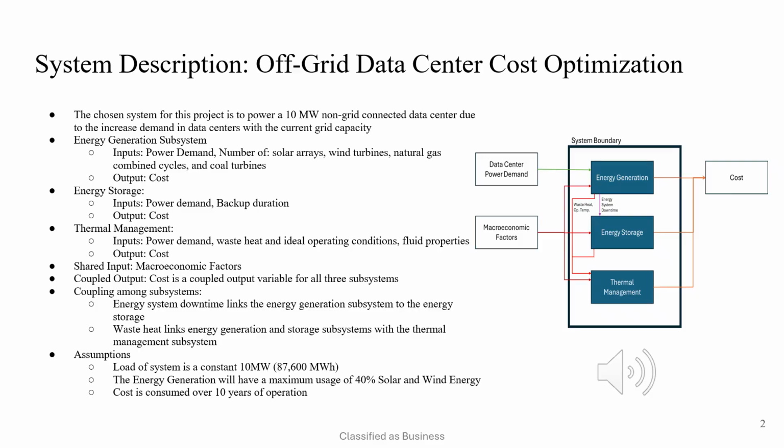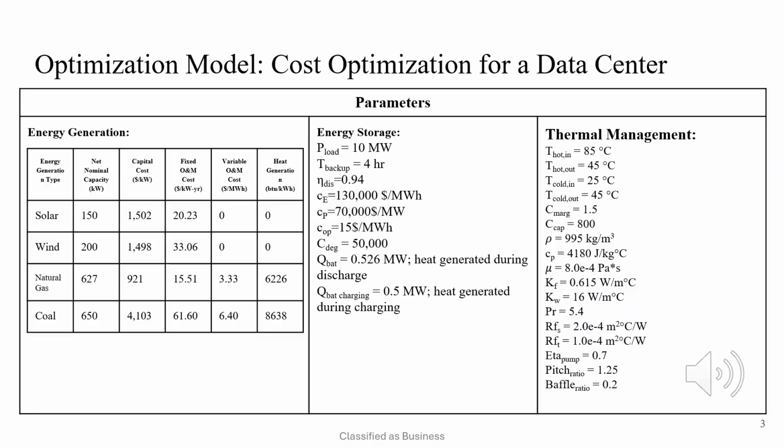There's coupling amongst the subsystems, such as the energy system downtime linking the energy generation to the energy storage, and waste heat linking the energy generation and storage subsystems to the thermal management subsystem. The assumption of the system is that the load is a constant 10 megawatts. The energy generation will have a maximum usage of 40% renewable energy, and cost is consumed over 10 years of operation. These are the parameters defined for the 3 subsystems.